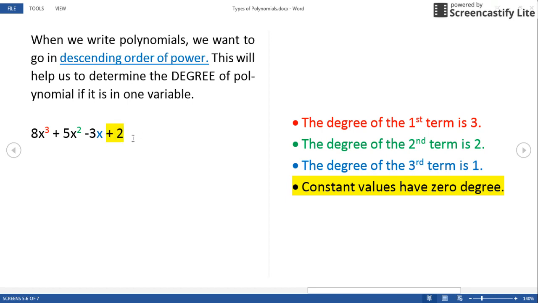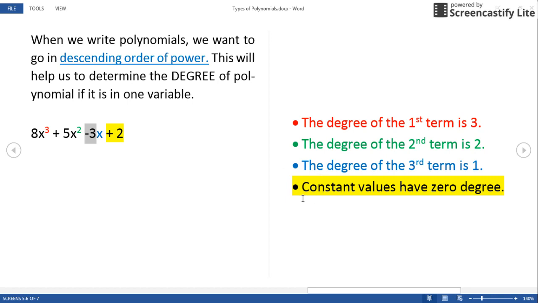So if we look at each of these terms, which one had the highest degree? The first term did, a degree of 3. So the degree for the entire polynomial is 3. The coefficient of the first term was 8. It had the highest exponent, so we would say that 8 is the leading coefficient for this polynomial. Remember, negative 3 is the coefficient of the third term. Signs are part of coefficients, and also keep in mind that constant values have 0 degree.